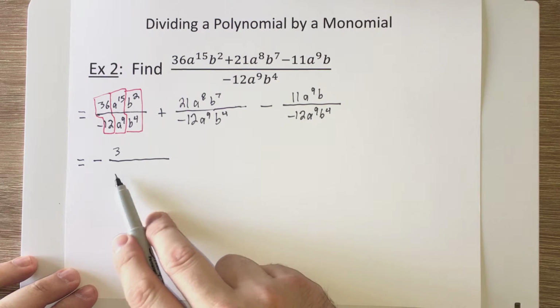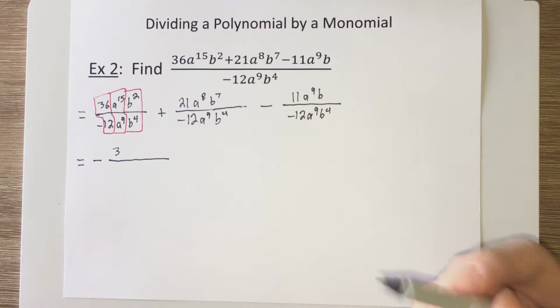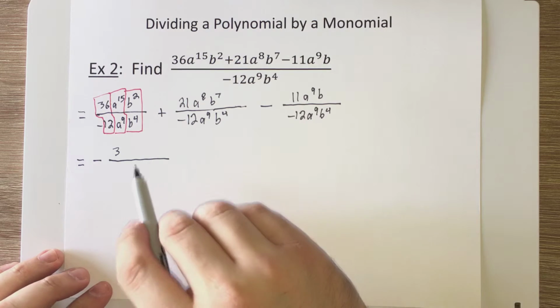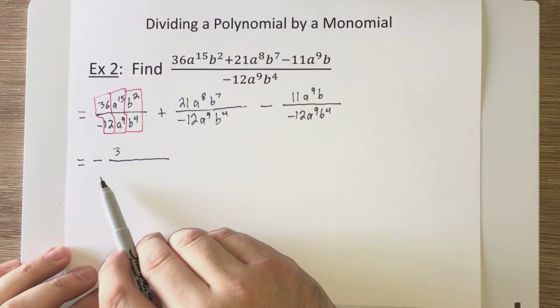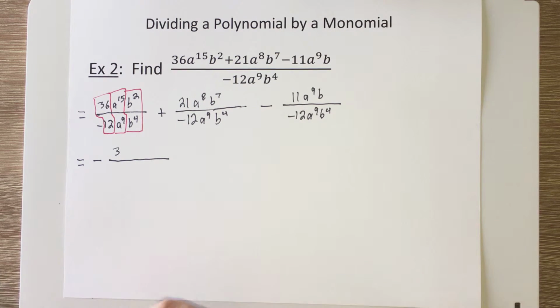But when you have a 1 on the bottom, it's not necessary to write it. So you can not write it, and I'm just not going to write it now. Okay, then you divide the a's. When you divide the a's, again, what do you need to remember? You have to write your answer on top. And then you have to subtract the powers.